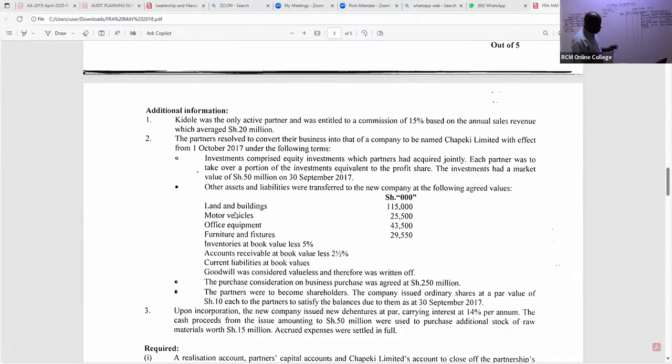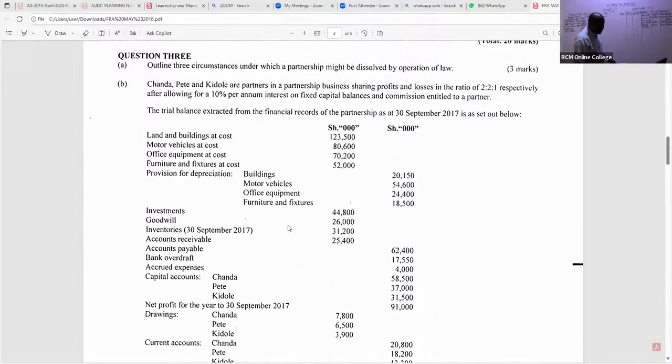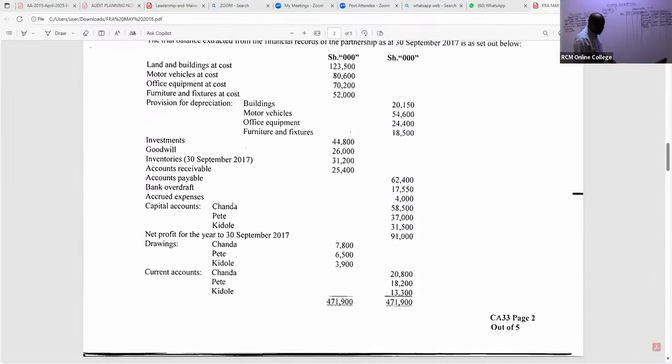Please listen. First of all, listen. They have told us somewhere here that current liabilities were taken at book values. Even if they never told us, that is the rule. So all the current liabilities, what do we have there? We have payables, and I can see we have accrued expenses. They were taken over by the new company, even the bank overdraft. Yes, I can see the bank overdraft was taken over by the new company.